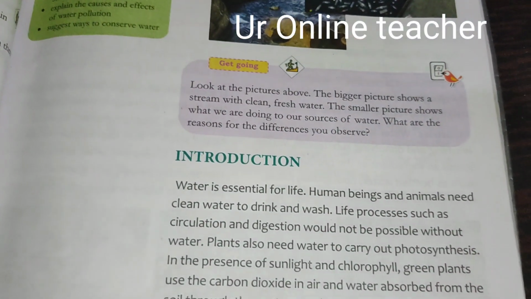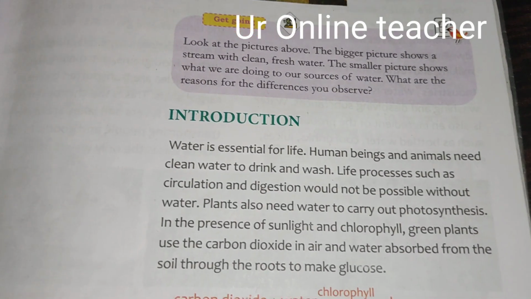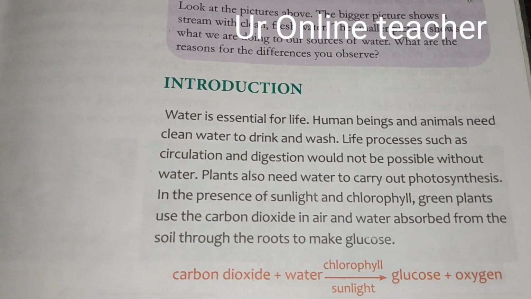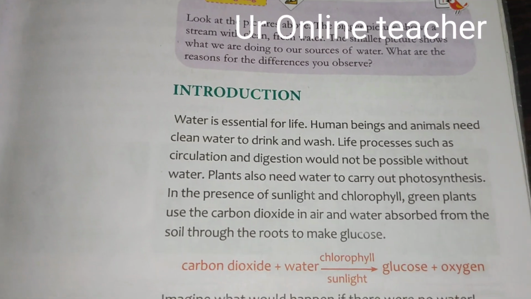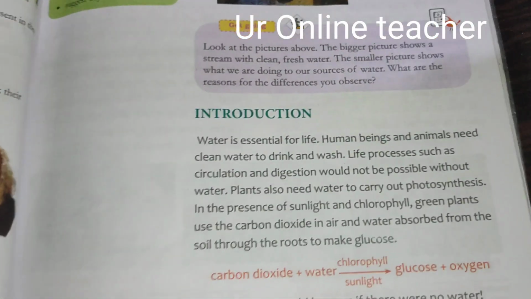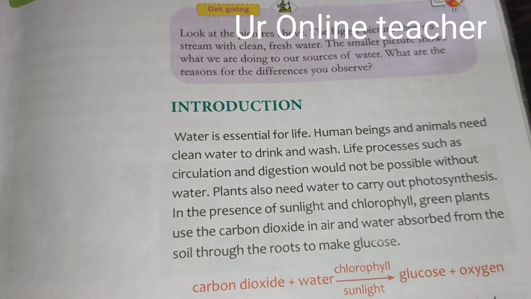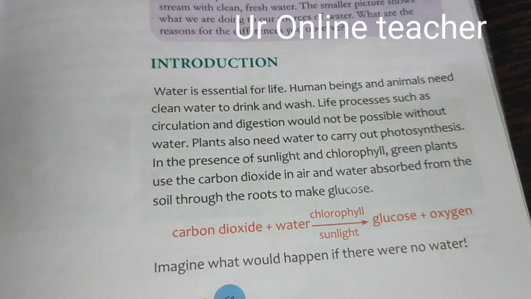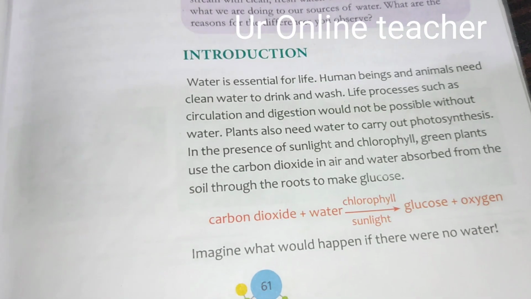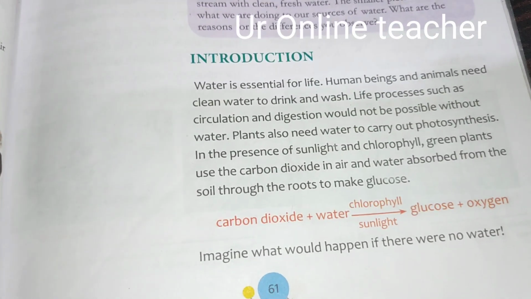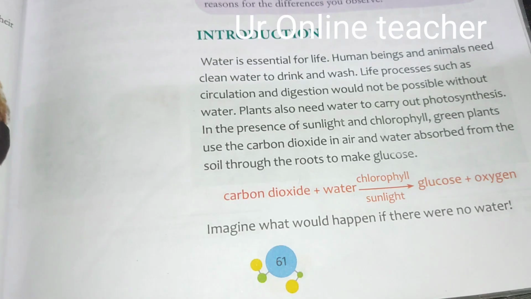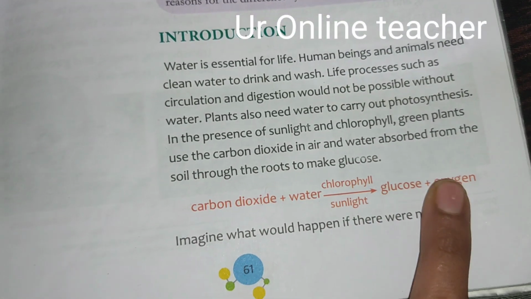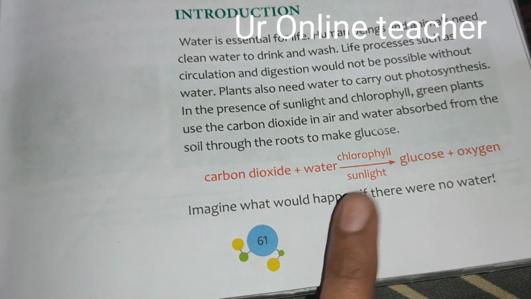Water is essential for our life. Human beings and animals all need clean water to drink and wash. All our life processes such as circulation and digestion are not possible without water. Plants also need water to carry out photosynthesis. Without water, they will dry up. In the presence of sunlight, chlorophyll, and carbon dioxide, green plants perform the photosynthesis process. So water is very important to do that.